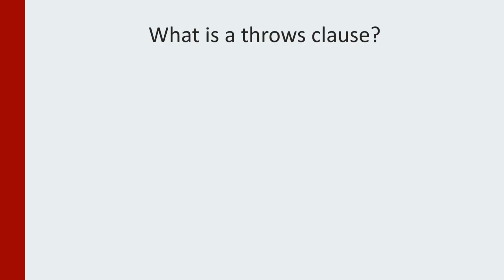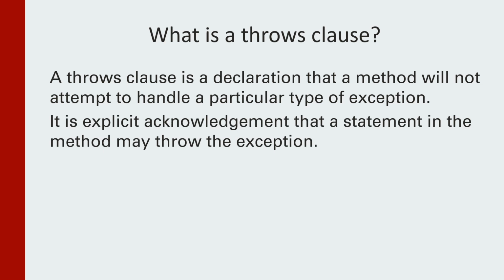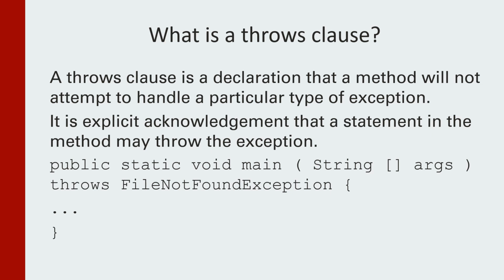So what is a throws clause? A throws clause is a declaration that a method will not attempt to handle a particular type of exception. It is an explicit acknowledgement that a statement in the method may cause you to throw the exception. And so you can literally add this to the end of the method signature. Here I have public static void main(String[] args), as we've seen before since day one of Java, but after that I have throws FileNotFoundException. Right? So this is an example of a checked exception.